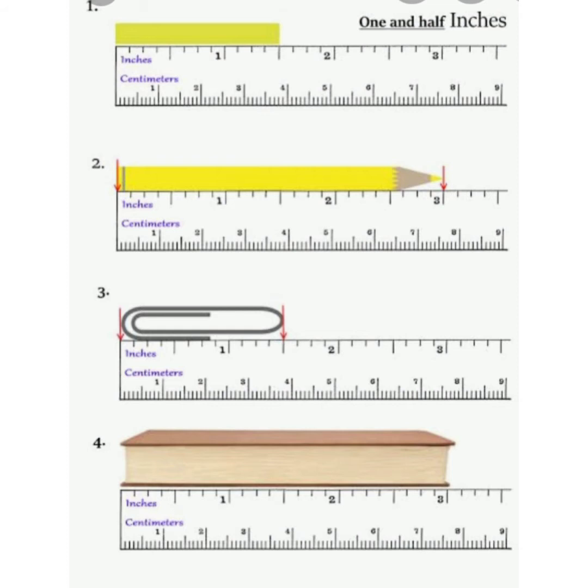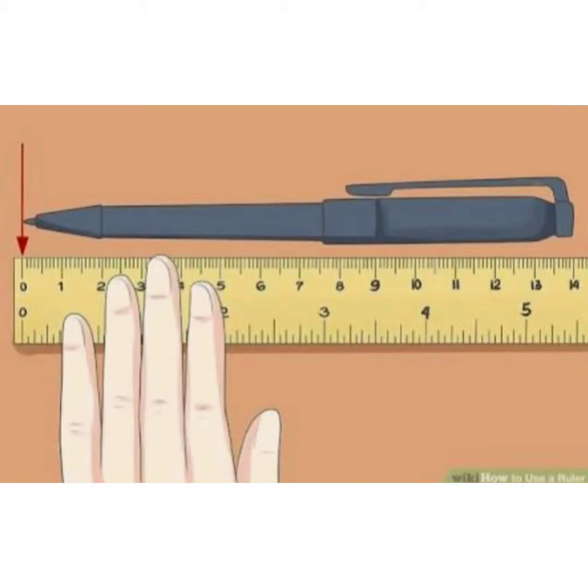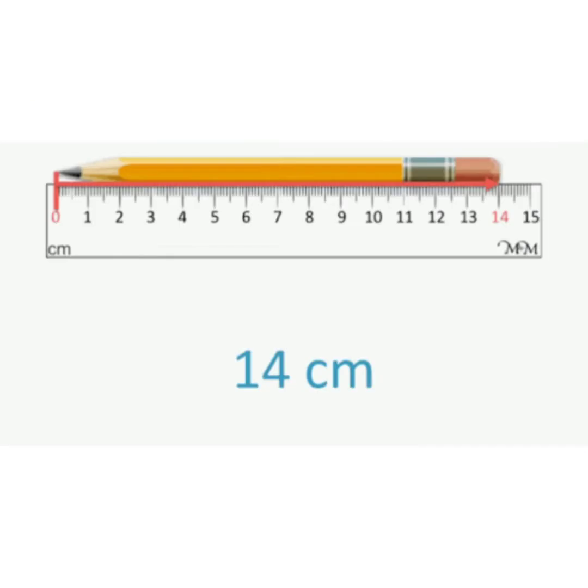Most rulers have markings in centimeters and millimeters on one side and in inches on the other side. To measure the length of an object, the ruler should be placed parallel to the object. Place the 0 hash mark of the ruler exactly along one end of the object. Note the hash mark on the ruler along which the other side of the object ends.